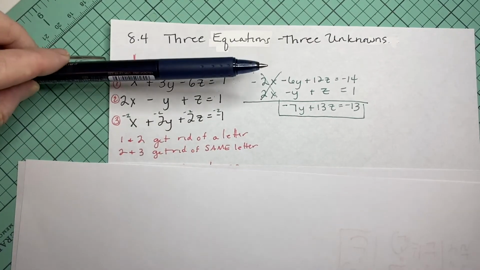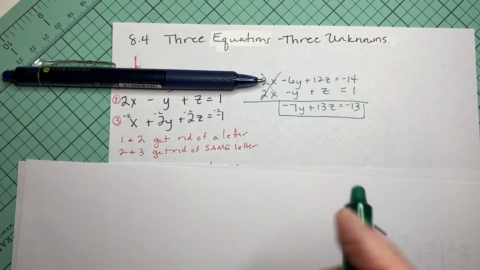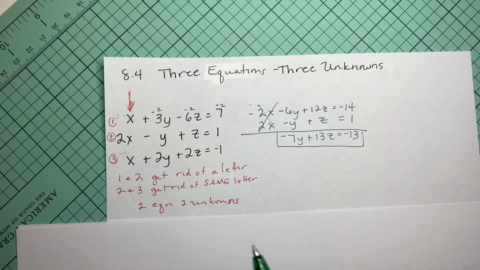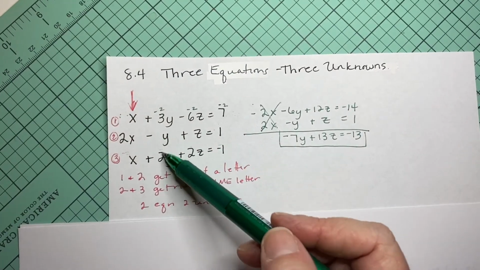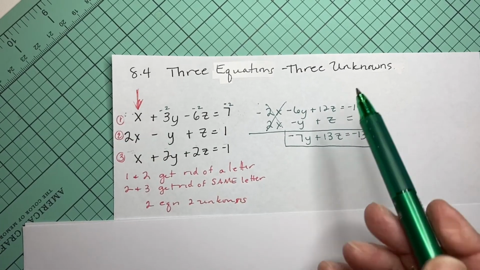Okay, now I'm going to take 2 and 3. I'm going to look at these down here and get rid of z. I had already written this on here. Oh. Okay, so now we're going to look at 2 and 3 and get rid of x. I already did 1 and 2 and got rid of x, and it gave me this.